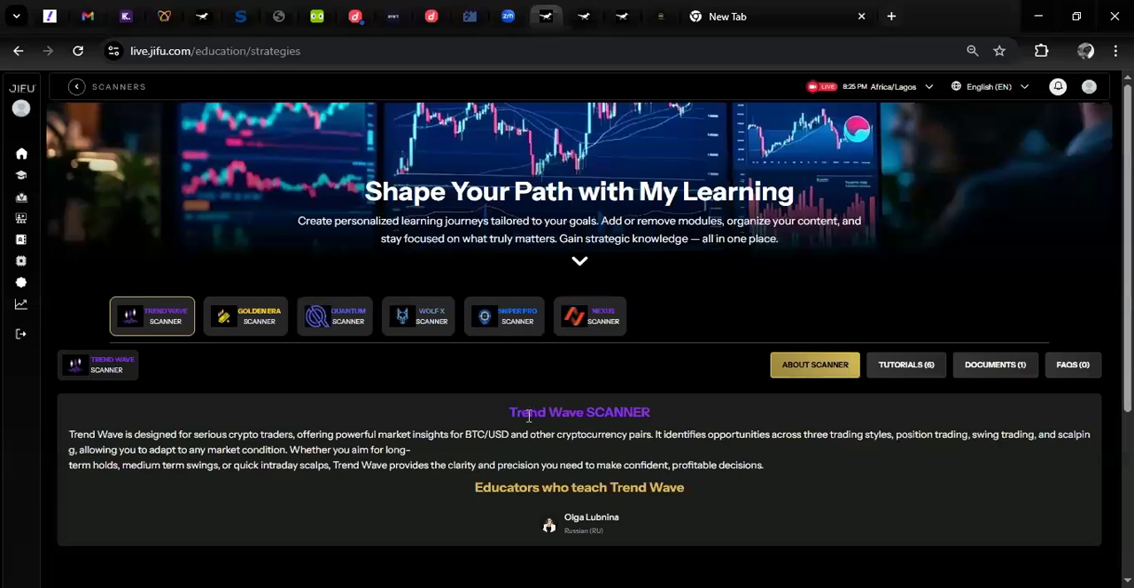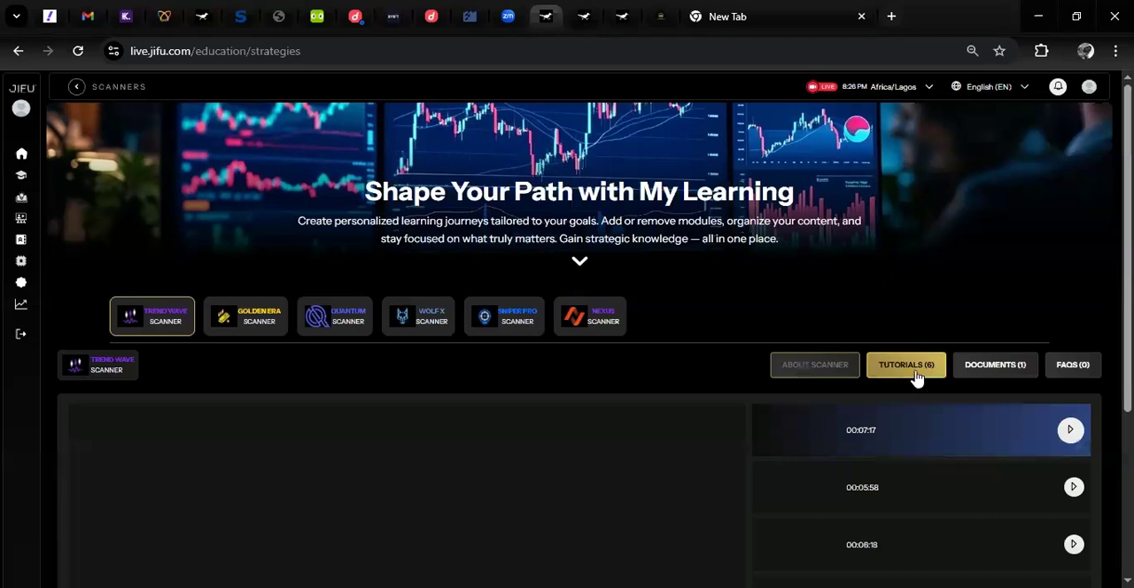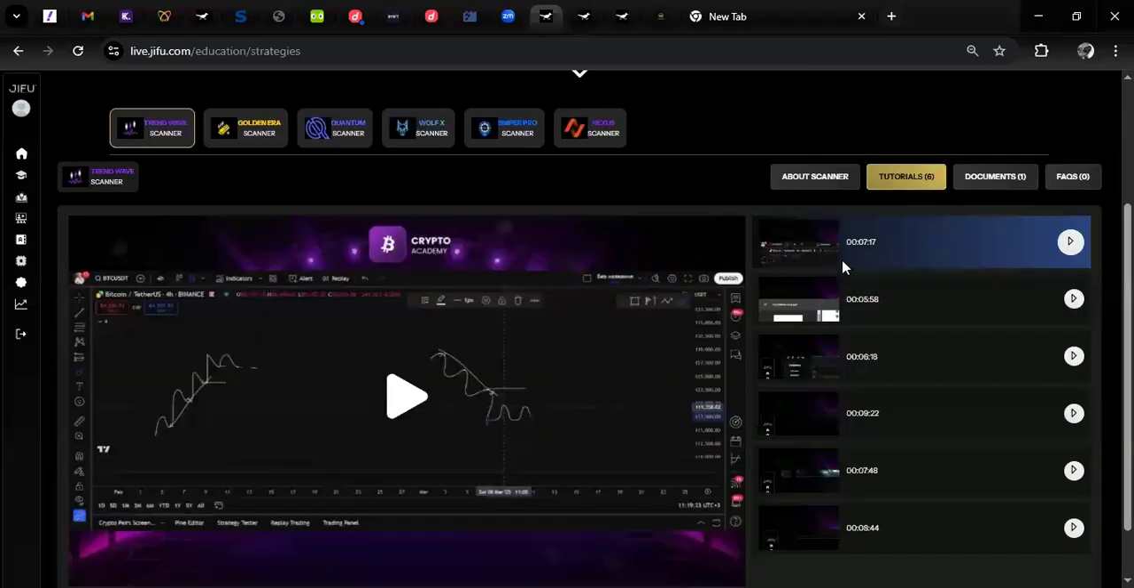So yeah, Trend Scanner is designed for serious crypto traders, offering powerful insights for BTC, USD, and other cryptocurrency pairs. It identifies opportunities across three trading styles. Even if you are a swing trader, a scalper, or a day trader, Trend Wave has got you covered. All right. So tutorials as well. There are around about Trend Wave rather.